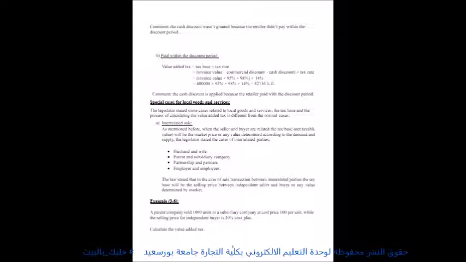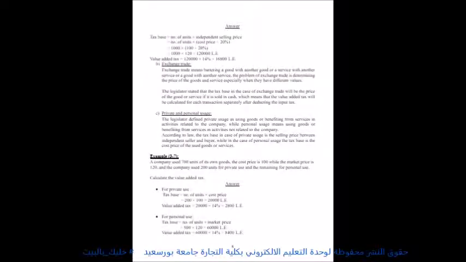As mentioned by the law, parent and subsidiary company are cases of interrelated sales. The parent company sold 1,000 units to the subsidiary company at a cost price of £100 per unit, while the selling price for an independent buyer is 20% cost plus. Calculate the value added. I will ignore the actual price, which was the cost, and will apply the market price. According to the given, the number of units sold is 1,000 multiplied by the independent selling price.